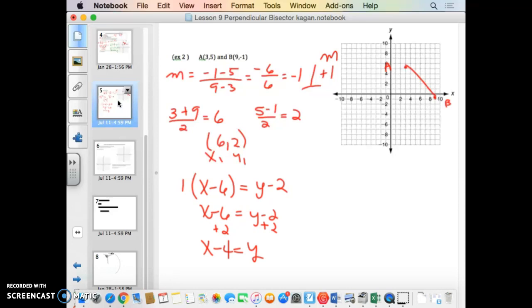Now I can go ahead and graph that by taking the point (6, 2), which is here, which should go through that. And I'm going to go up 1, over 1, up 1, over 1, up 1. So there's my perpendicular bisector. It's kind of cool.